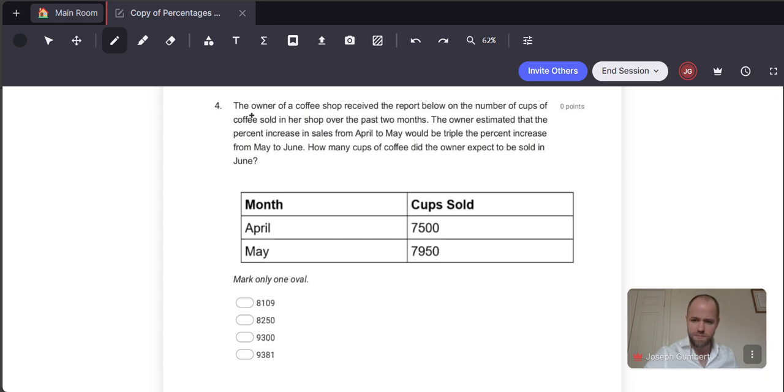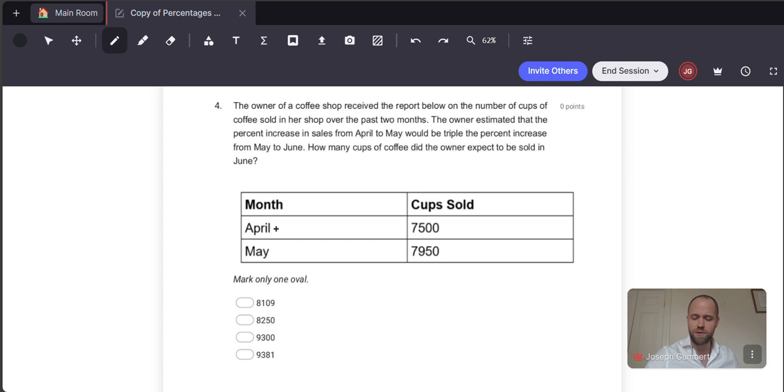Now for this one, it says the owner of a coffee shop received the report below on the number of cups of coffee sold in her coffee shop over the past 2 months. The owner estimated that the percent increase in sales from April to May would be triple the percent increase from May to June. How many cups of coffee did the owner expect to be sold in June?